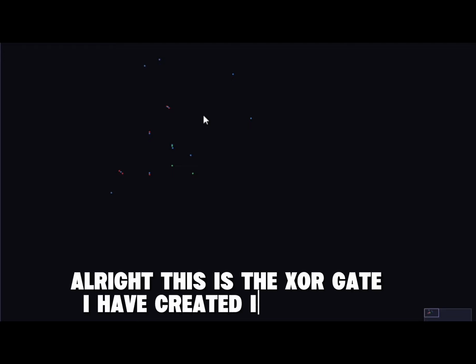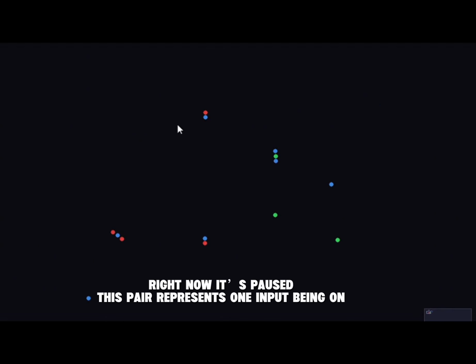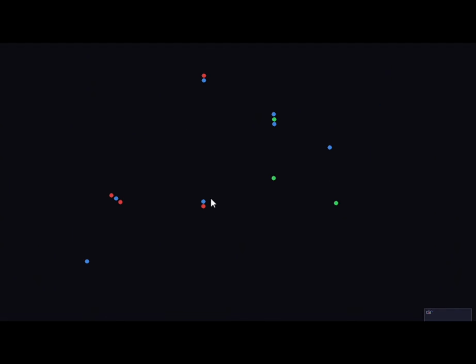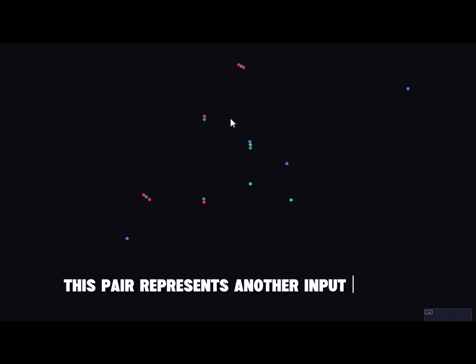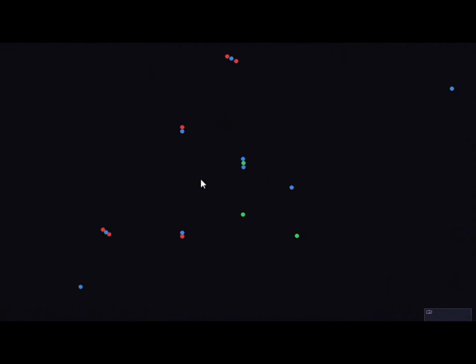Alright, this is the XOR gate I have created in this sim. It uses the structures I have shown to make this. Right now it's paused. This pair represents one input being on. This pair represents another input being on. In a real system, these pairs would have to be redirected here, instead of me manually putting them here.